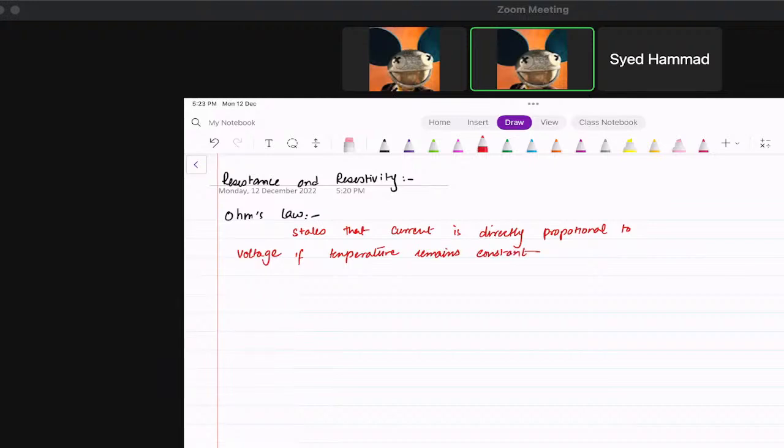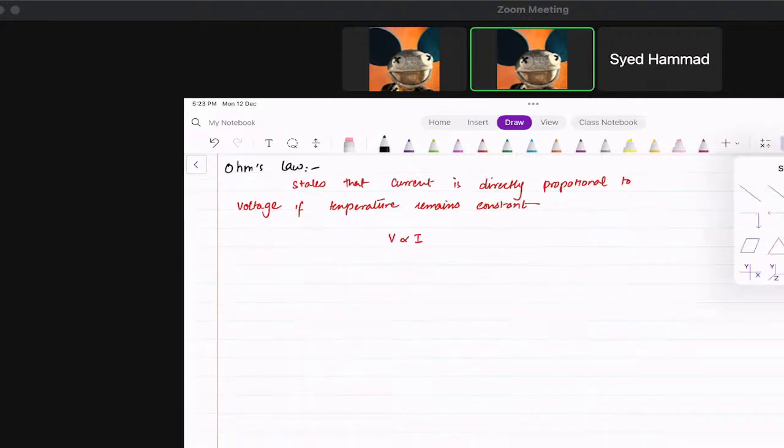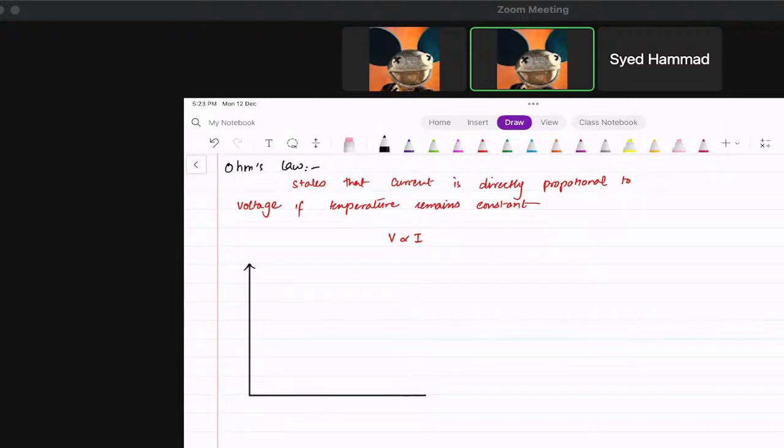So basically in Ohm's law, V is proportional to I, and here we just need to remember when we draw the graph for Ohm's law, you can keep current here and voltage here, and this basically makes a direct proportional line that starts from 0 and goes straight, and this is only true for ohmic conductors. Ohmic conductors means that those follow Ohm's law.